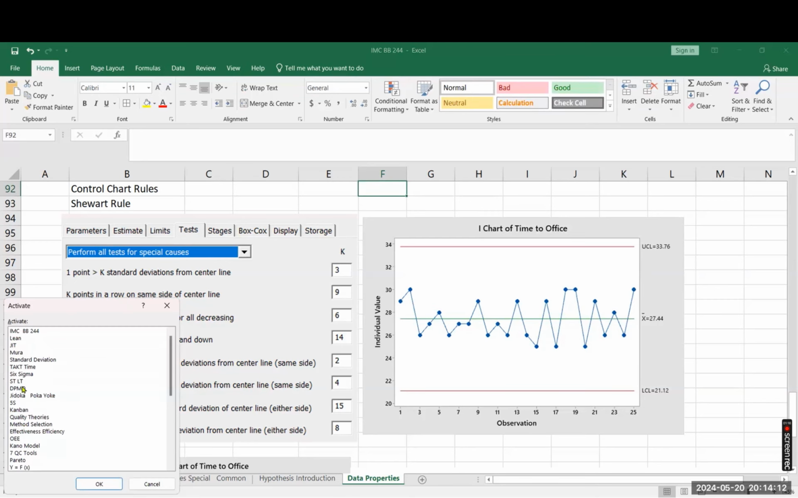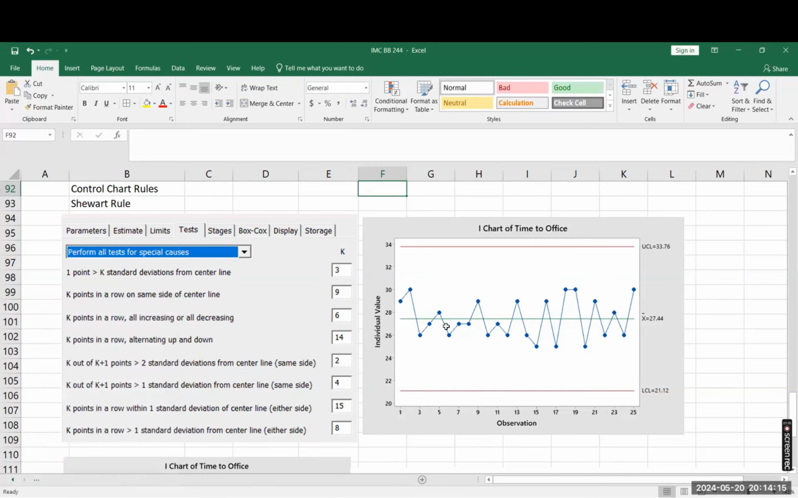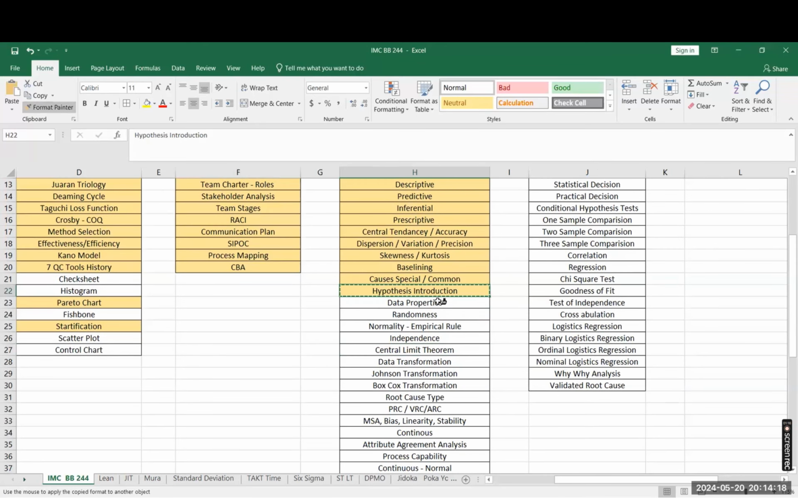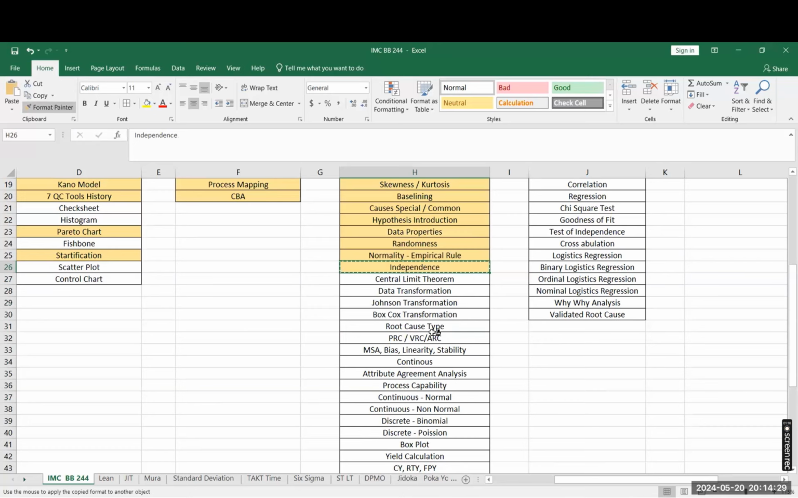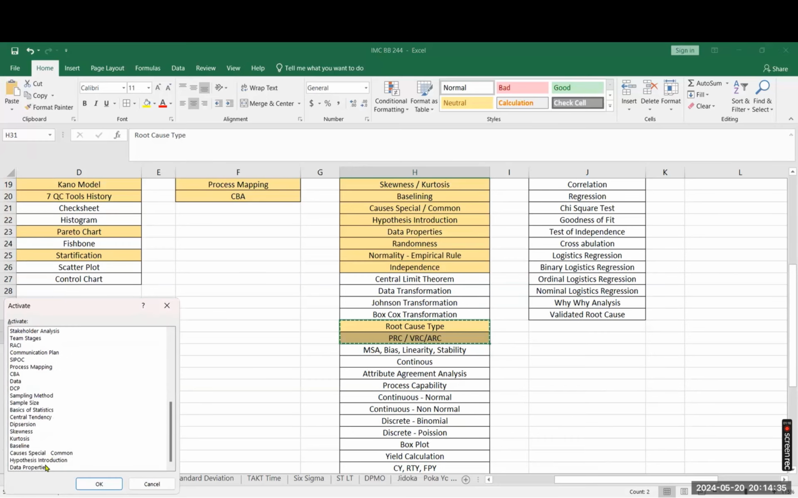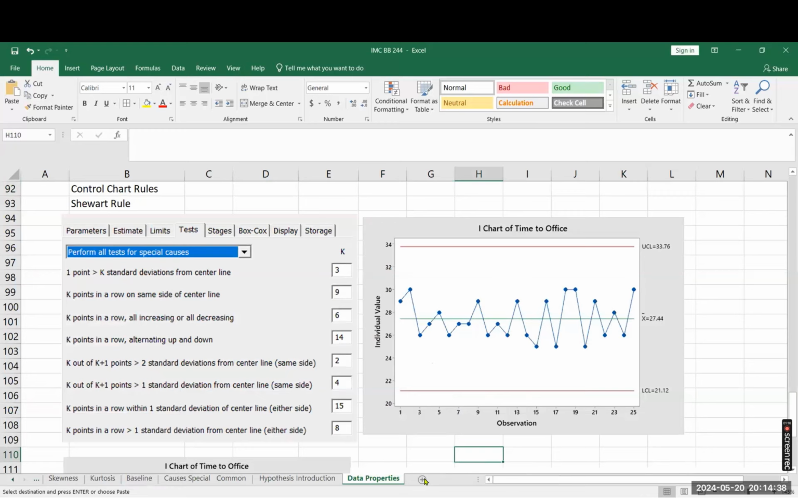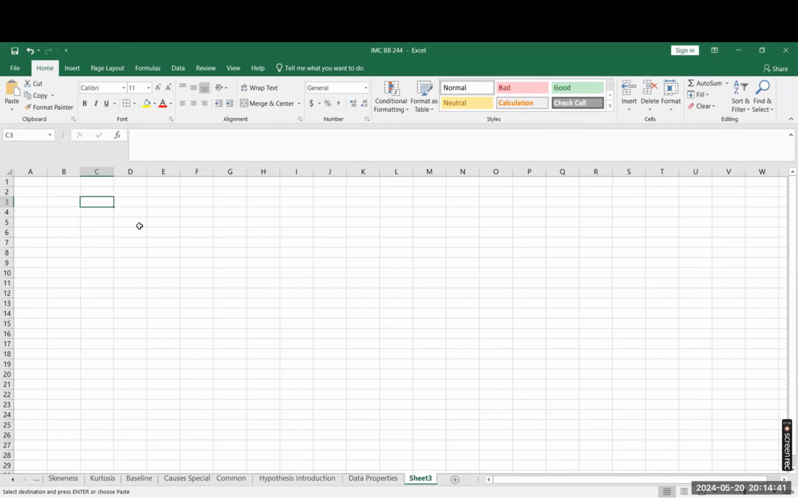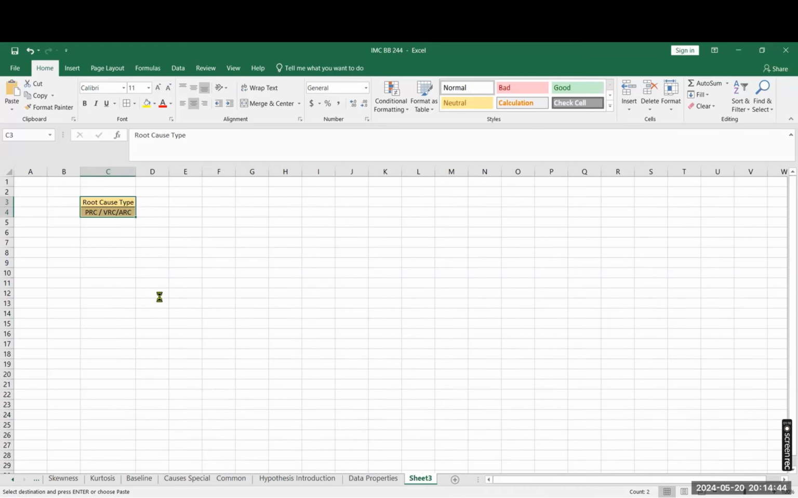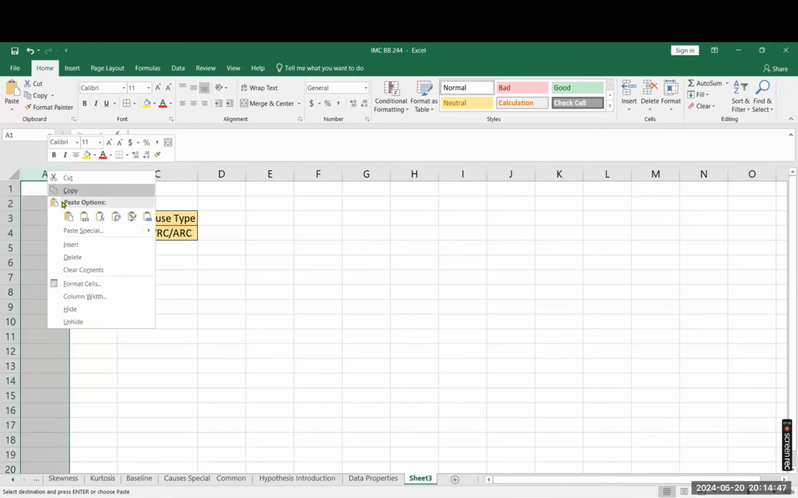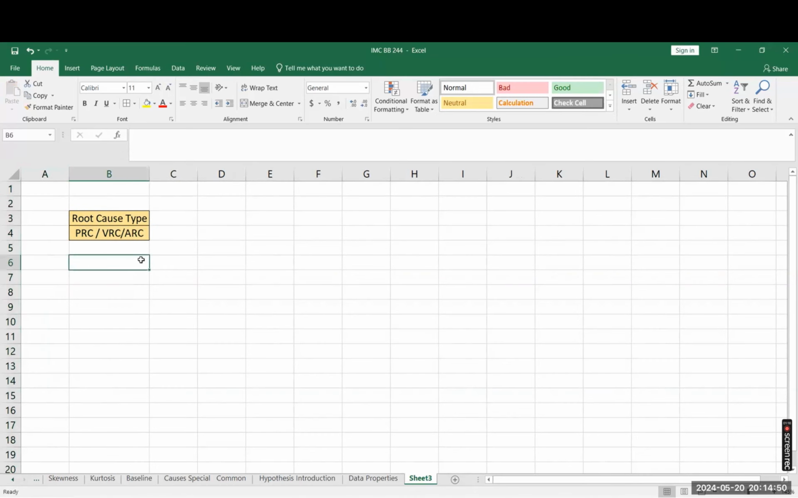Now the next topic I am going to pick up, once we understood the data, is the root cause type. Our objective is to identify the root cause of a process, right? But how many types of root cause do you know about? Root cause is the source of the problem, from where the problem is occurring. That is called root cause.